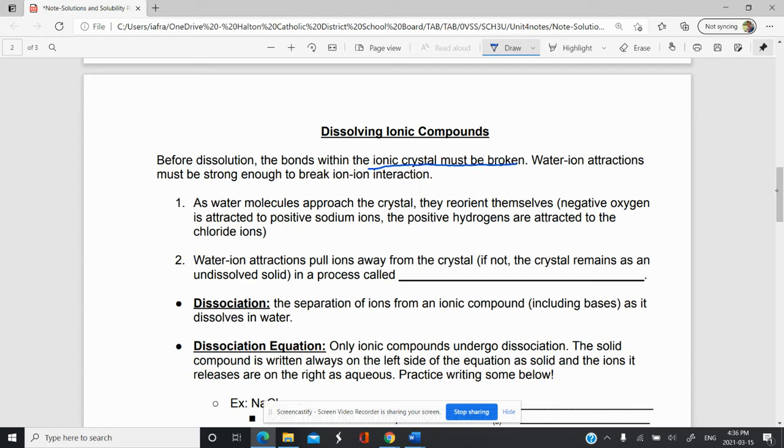So before you dissolve, the bonds within the ionic crystal have to be broken. And then there has to be water-ion attractions that are strong enough to break those ion interactions. So basically, it has to be worth it. Are the water-ion attractions strong enough to break the ion attractions already there? If the ion attractions are much stronger than the water-ion attractions, then the ionic compound will not dissolve. But if the water-ion attractions are strong enough, then they can break the ion interactions and dissolving will happen.